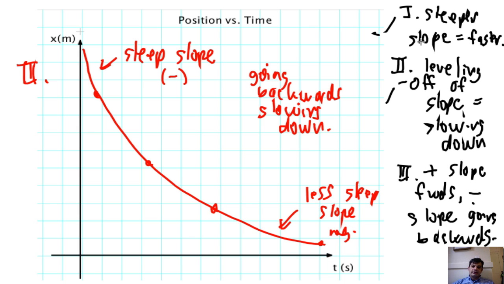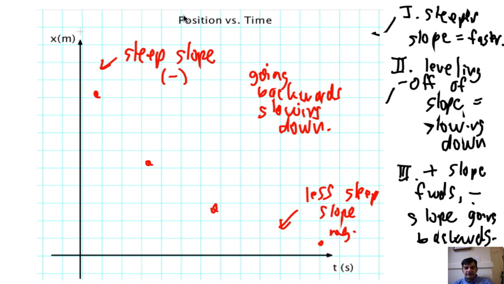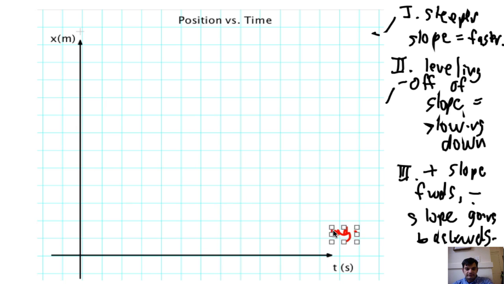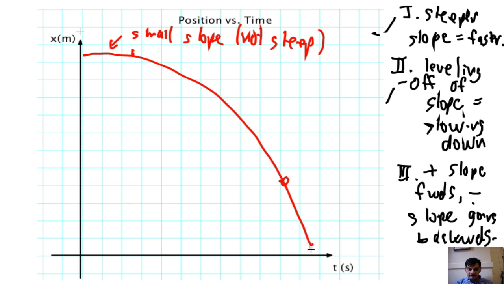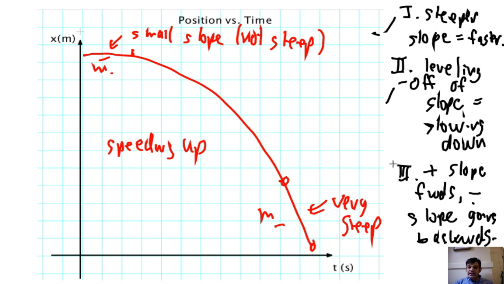Finally, let's do the very last situation that kind of all our graphs are made of, and it's going to look like this. So now we're going to have a situation where the object is moving like this. And if you notice, we start off flat, so very small slope, meaning it's not steep. And here it's very steep. And also notice that here the slope is negative, and here it's also negative slope. So this situation, remember, steeper slope means faster, so it's speeding up. And it's a negative slope, so it's going backwards.